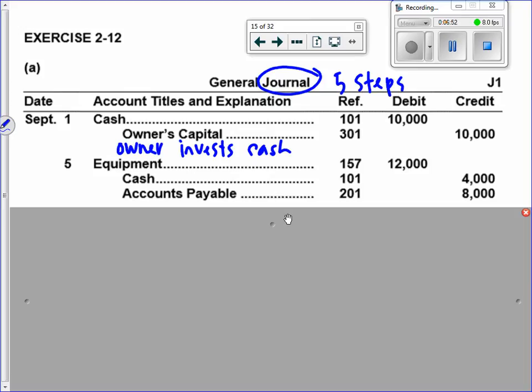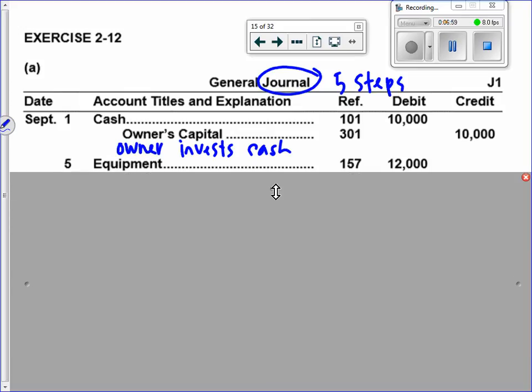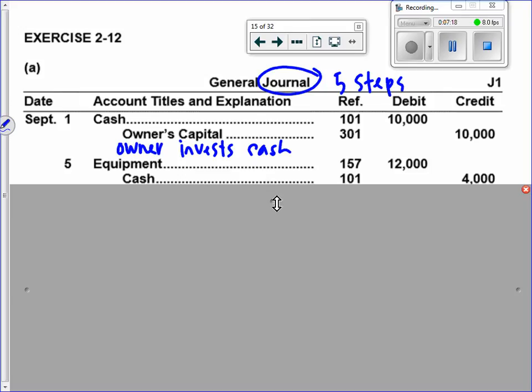Perfect. Thank you, Jenna. So we purchased $12,000 worth of equipment. We see an asset go up. I'd say that one of 3 things can happen at this point. You could pay for all of this equipment using what? Cash, or you could charge it, or what we're about to do is a combination of both. We're going to put some money down. So we put $4,000 down.